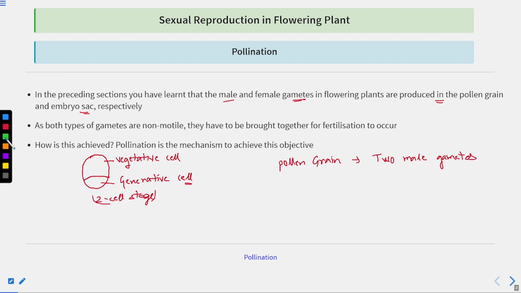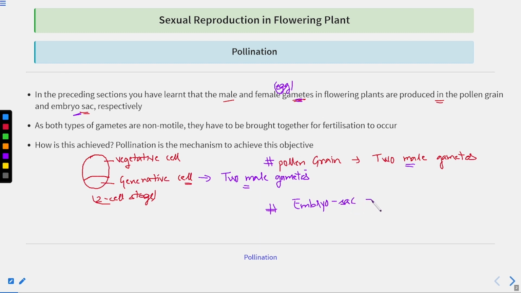Now the generative cell divides further to give rise to 2 male gametes. So pollen grains produce 2 male gametes. Now the female gamete, which is known as the egg, is produced within the embryo sac. So we can write here the embryo sac, which is also known as the female gametophyte. Pollen grain is known as the male gametophyte.